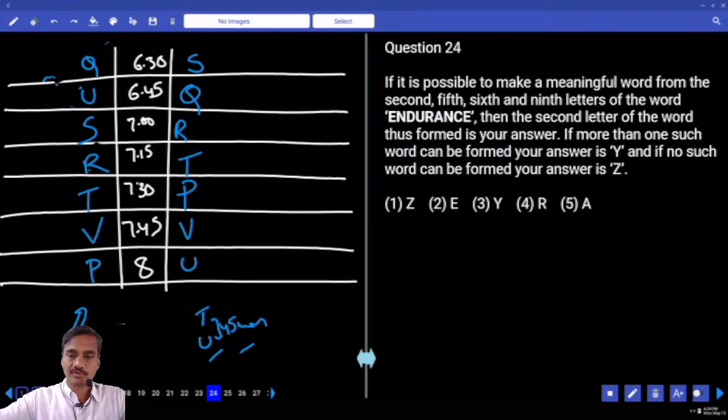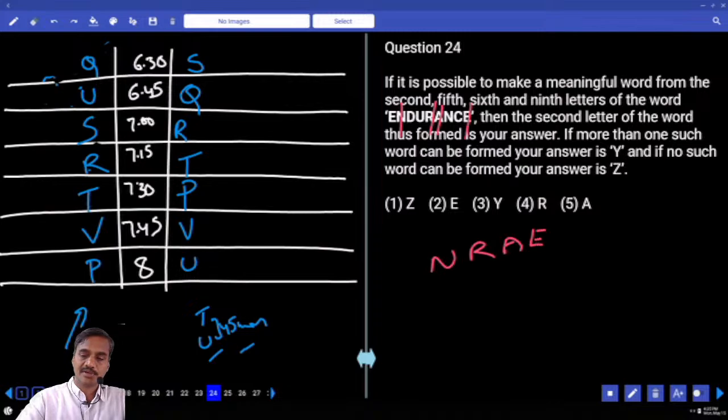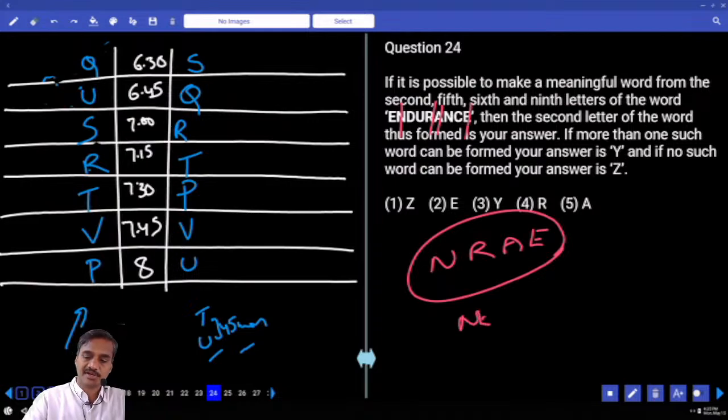Then 24. Now word formation. What are the letters we have? N, R, A. Now, with the help of these 4 letters, tell me how many words can be formed.